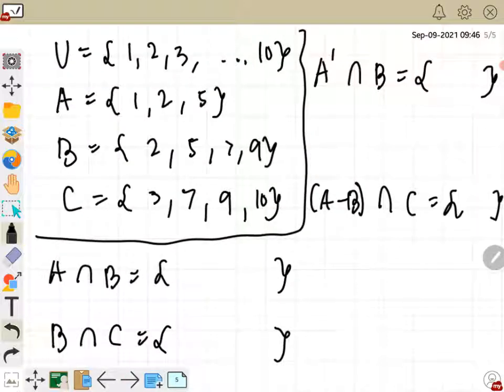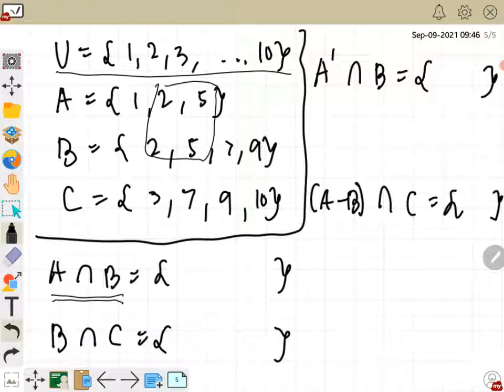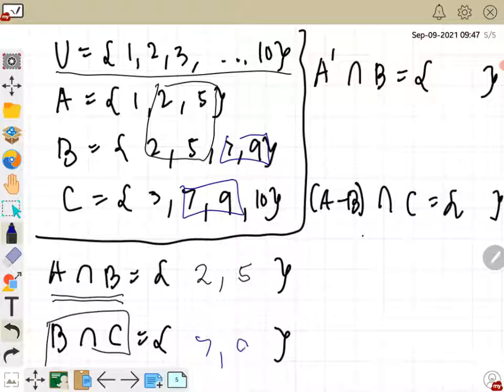So then let's apply this to some problems. So we have here the universal set is 1 to 10. A is 1, 2, and 5. B is 2, 5, 7, 9. C is 3, 7, 9, 10. So if we are going to take the intersection of A and B, meaning the common elements to A and B, looking at A and B, we have common elements as 2, 5. So we write here 2, 5. For B and C, we have 7 and 9 as common. So we write it here, 7 and 9.